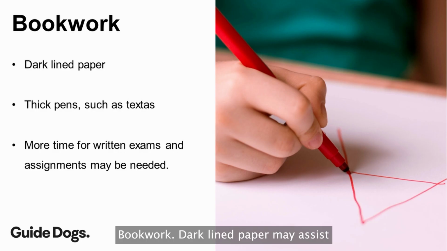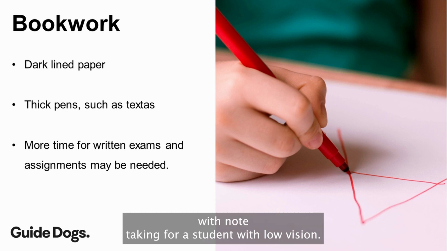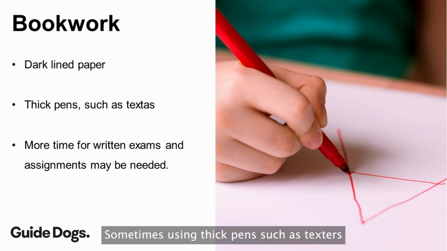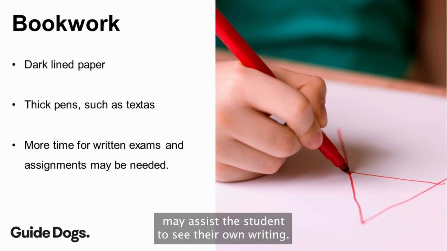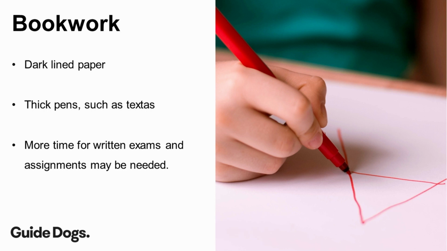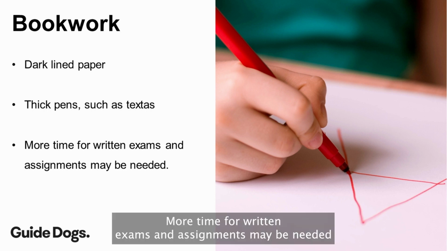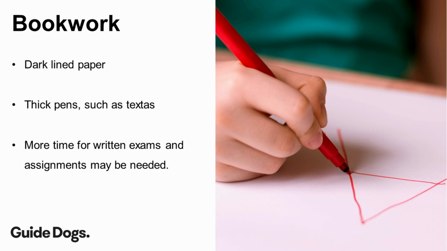Bookwork. Dark lined paper may assist with note-taking for a student with low vision. Sometimes using thick pens such as texters may assist the student to see their own writing. More time for written exams and assignments may be needed.